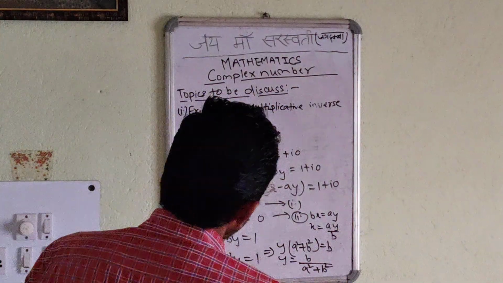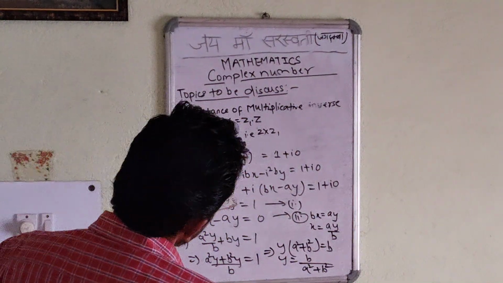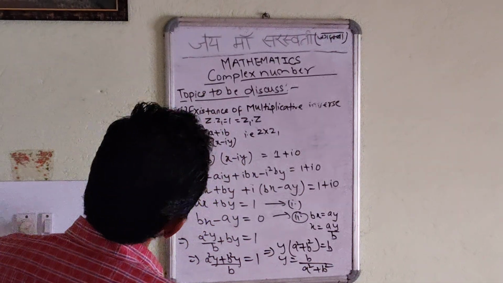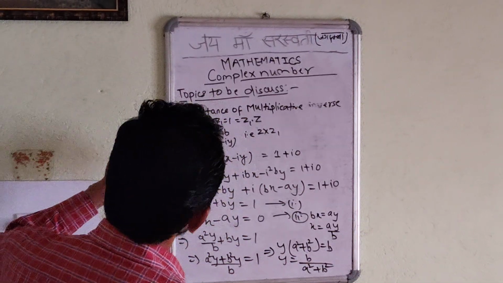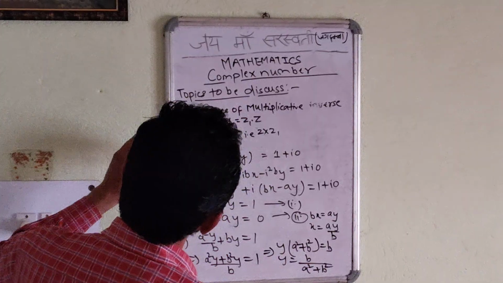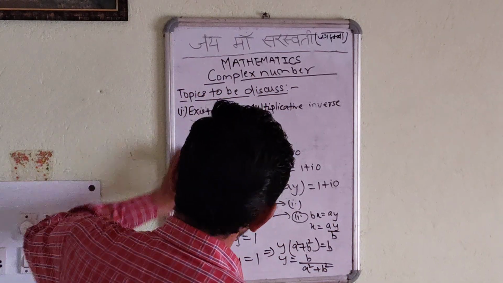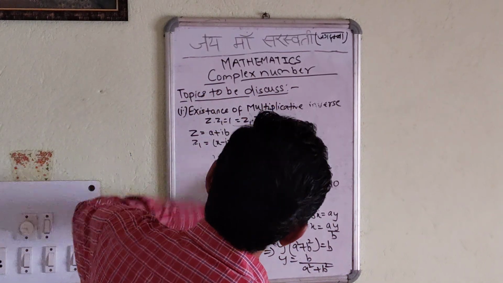So we have got the result y is equal to b by a square plus b square, from the very first equation. Now we will finally substitute in x also, and we will get the required result.